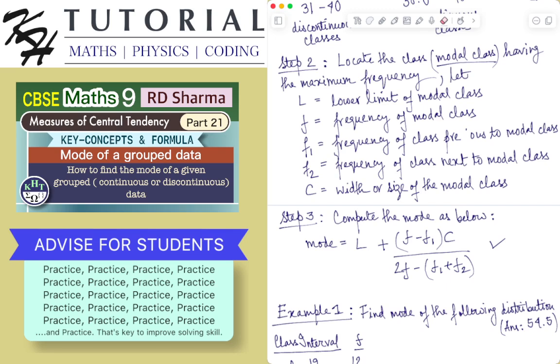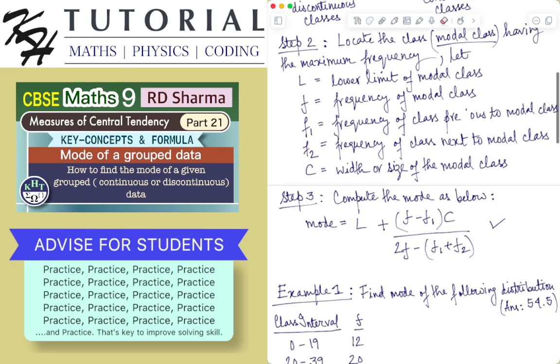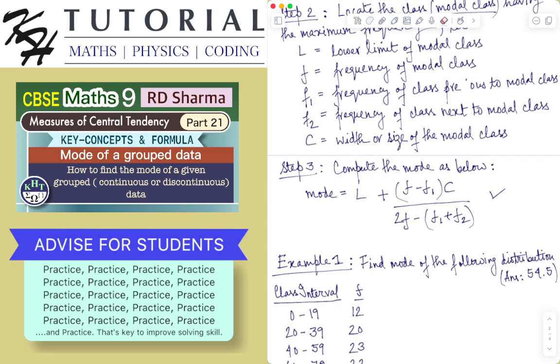C is the width or class size of the modal class, L is the lower limit of the modal class, small f is the frequency of the modal class, f1 is the frequency of the class previous to the modal class, and f2 is the frequency of the class next to the modal class. You have to remember this formula. Now let's apply this concept to solve two problems.